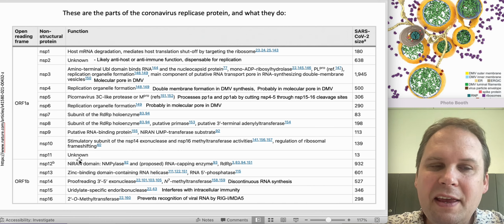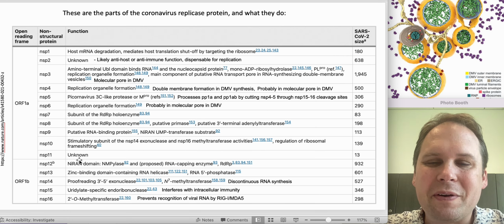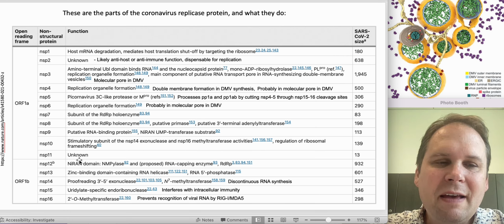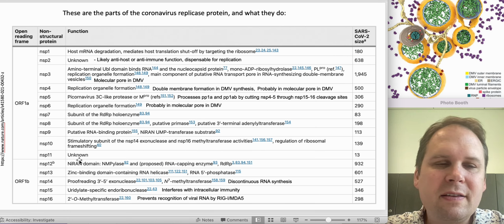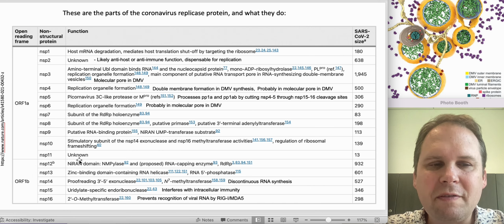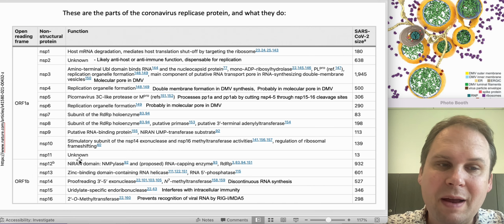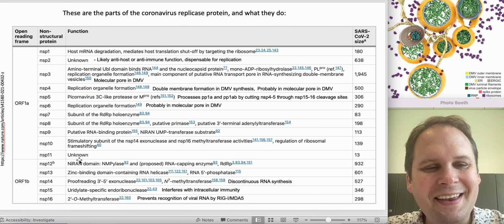NSP11 isn't really that important. NSP11 is the piece of protein that coincidentally is sitting on top of a very important RNA signal, which is called the frame shift signal, because this virus does a ribosomal frame shift, just like HIV.